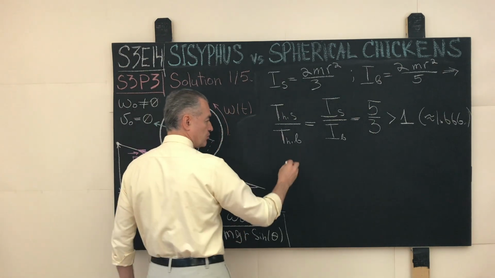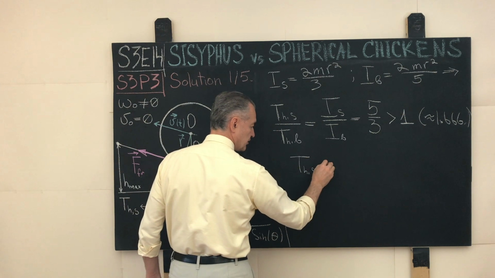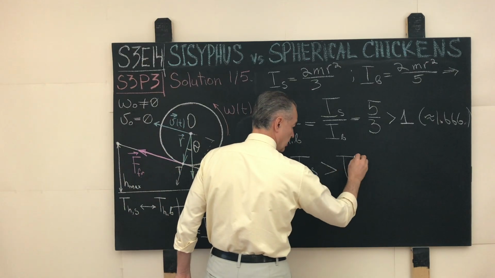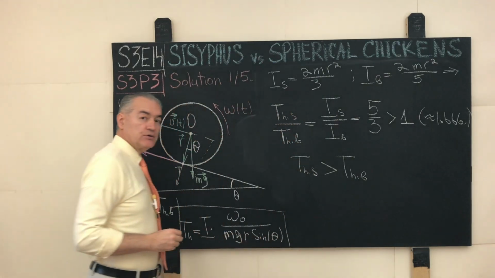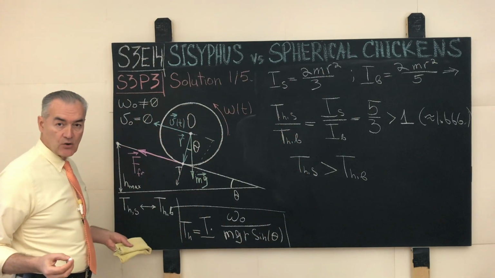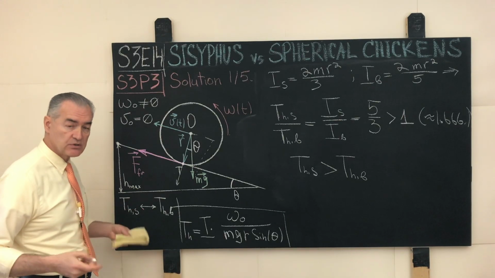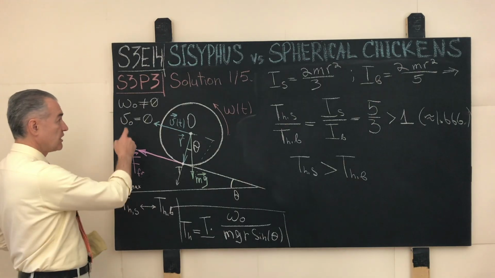In other words, here we can write down the following. The time for a sphere to travel up the plane to its highest point is larger than the time that it takes a ball to do the same thing. So here is our experiment. Spin up two objects, visually indistinguishable, same radius, same mass, to one and the same angular velocity.